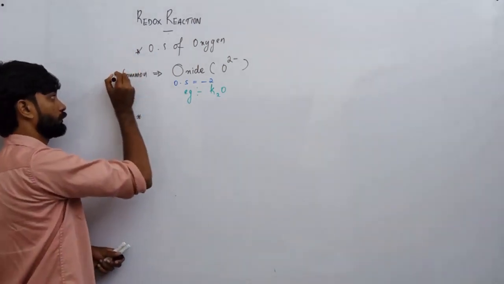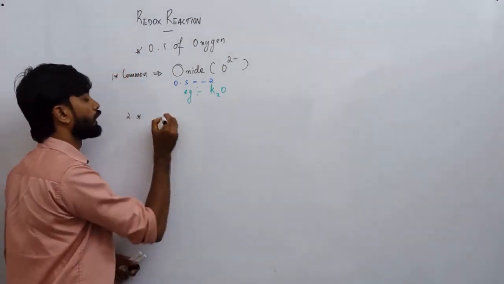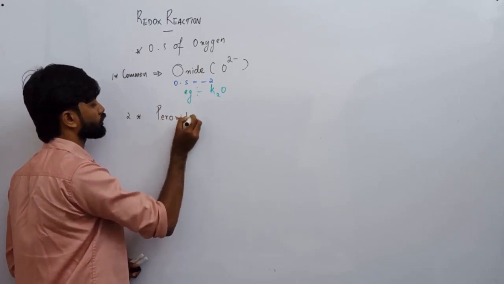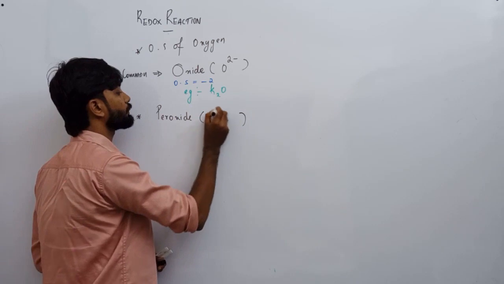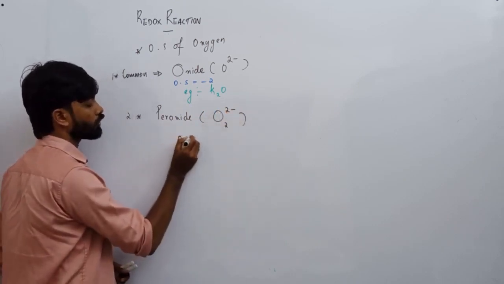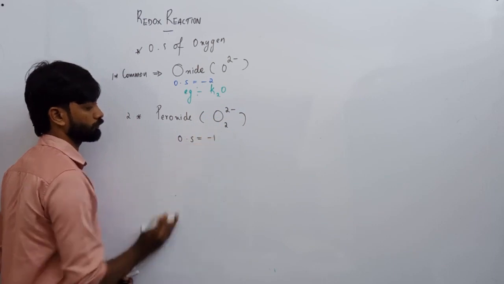This is the first one. The second one is peroxide. What is it? Peroxide is something like this: O2 2-, where the oxidation state is -1.